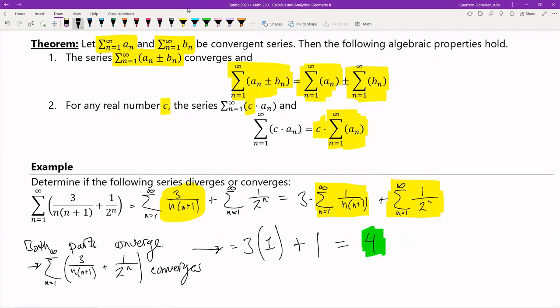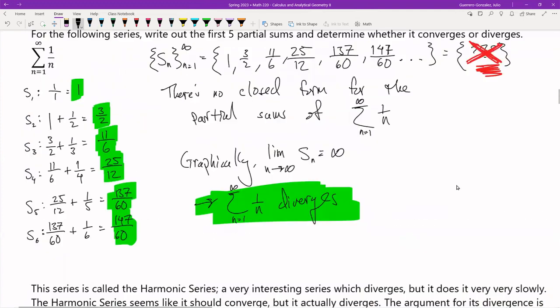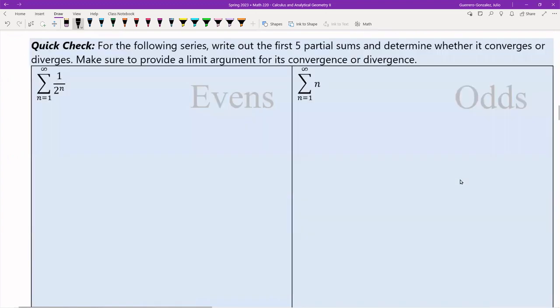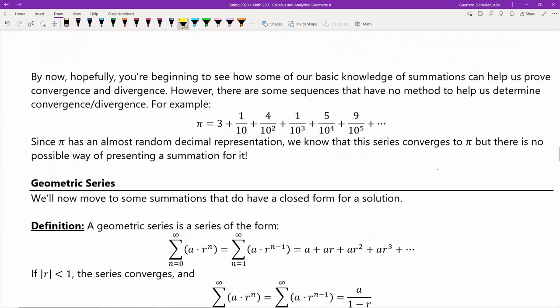Okay, so now I kind of want to steer people away from a specific thought that maybe some of you guys have gotten. Let me scroll back up to our harmonic sequence or harmonic series here. In this one, we got our sequence of partial sums, our S of n, right? There was no formula for it, and this one diverged, right? That's not to say that because we can't find a closed form for our partial sums, it's going to automatically diverge. So let me give you a very informative example here. We're going to take this series right here.